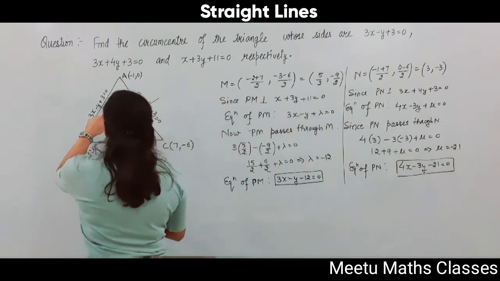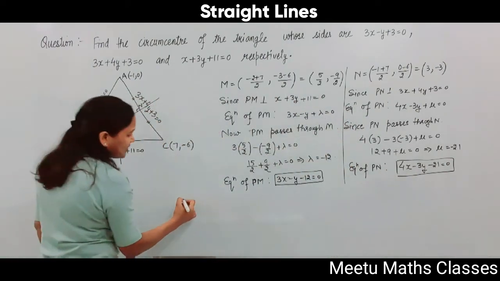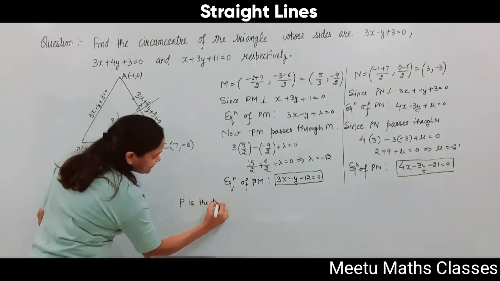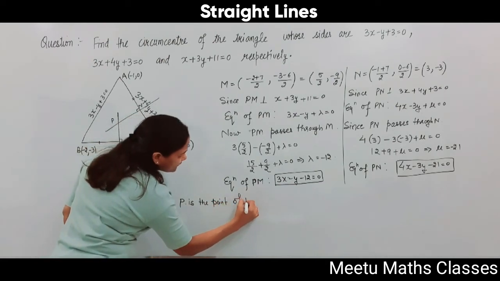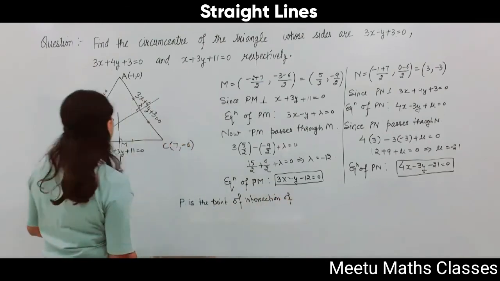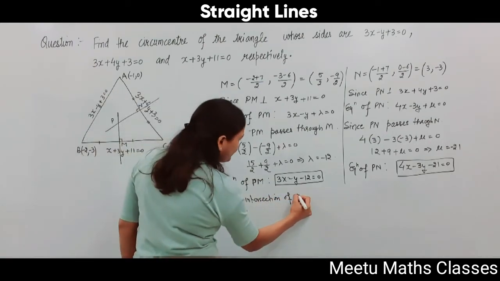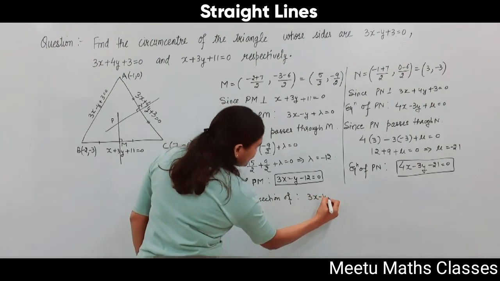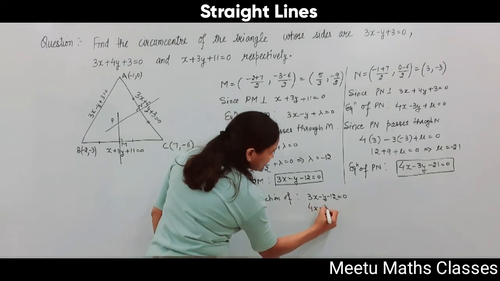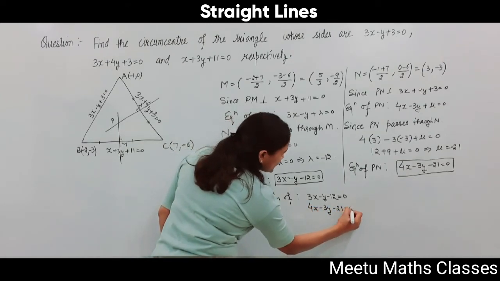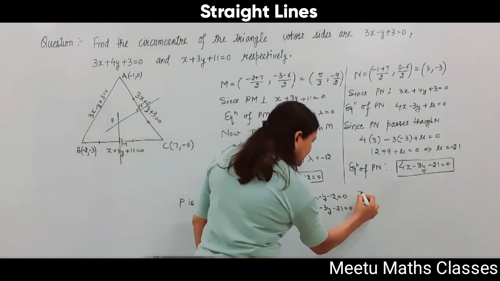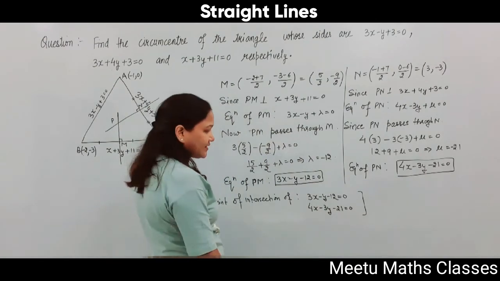अब PM और PN की equation आने के बाद, what is P? P is the point of intersection of PM and PN. तो solve कर सकते हो आप PM और PN को एक साथ. PM is this and PN is 4x minus 3y minus 21 is equal to 0. And for that you can use elimination. पहली equation को आप 3 से multiply कर सकते हैं.